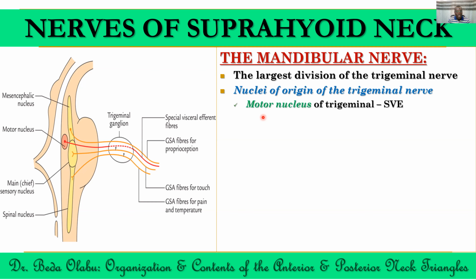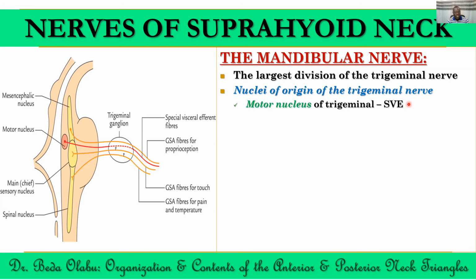It has the motor nucleus of trigeminal, which is located within pons. This motor nucleus of trigeminal is a special visceral efferent nucleus, which means it's a brachiomotor nucleus of trigeminal, responsible for innervation of muscles of the first pharyngeal arc. The muscles of the first pharyngeal arc are the muscles of mastication. So they include temporalis, masseter, medial pterygoid, lateral pterygoid. Primarily, those are the muscles of mastication.